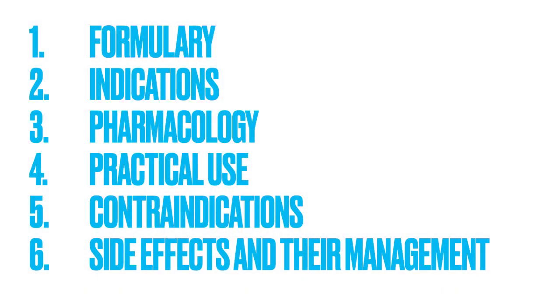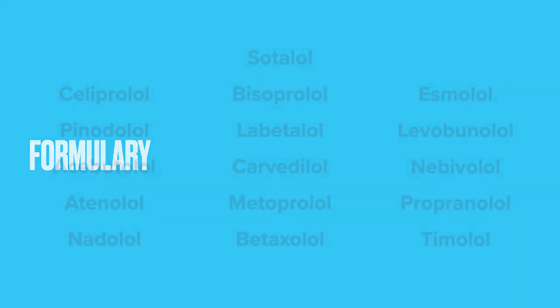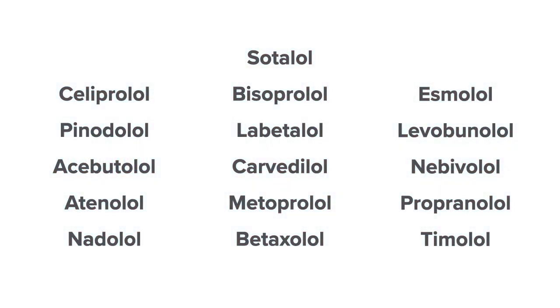As usual, we'll go through the same 6 sections: the formulary, indications, pharmacology, followed by practical day-to-day use of beta blockers, as well as contraindications and their side effects. Starting off now with the formulary. As you can see, there are a huge number of beta blockers, and it can be quite intimidating seeing this list and knowing where to begin.